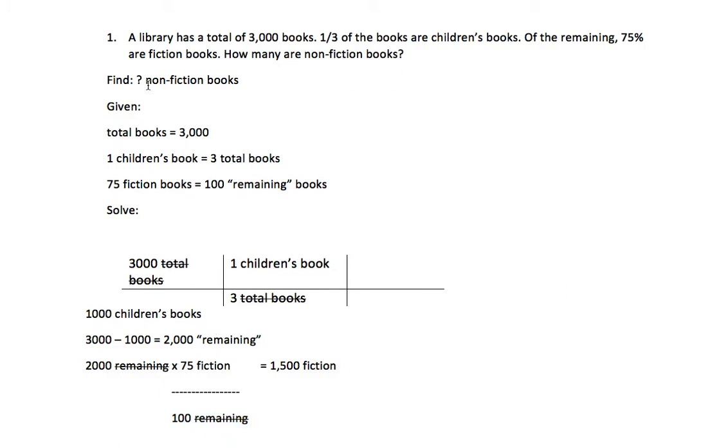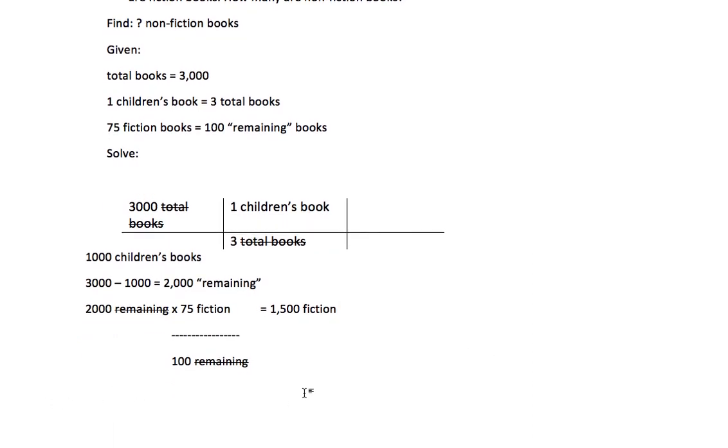But our question is how many nonfiction books? So we know that of our remaining, we're down to just fiction and nonfiction books. So now we're going to take our remaining books, the 2,000, and we're going to subtract out the 1,500 fiction books, and that's going to give us 500 nonfiction.